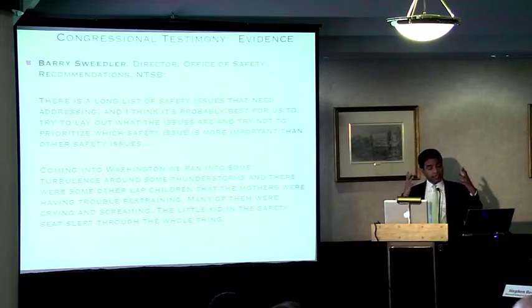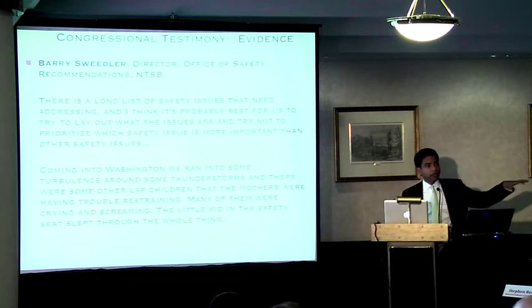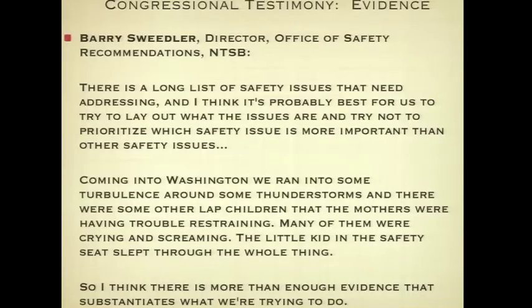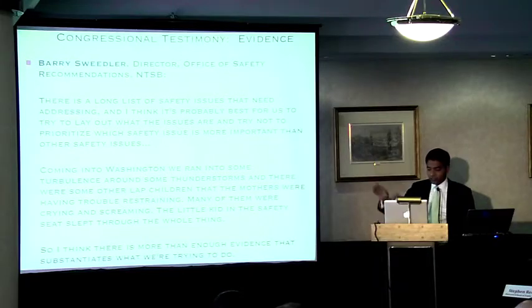He basically gave Congress a story about the virtues of having parents buy this additional seat. And so his view at the end of it was, so I think that there is more than enough evidence that substantiates what we're trying to do. And this is all, you can go to the Federal Register, this is all in the transcript.